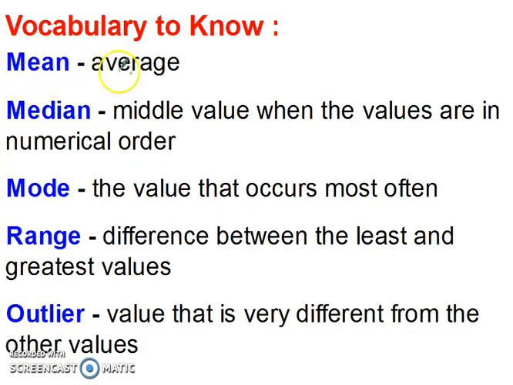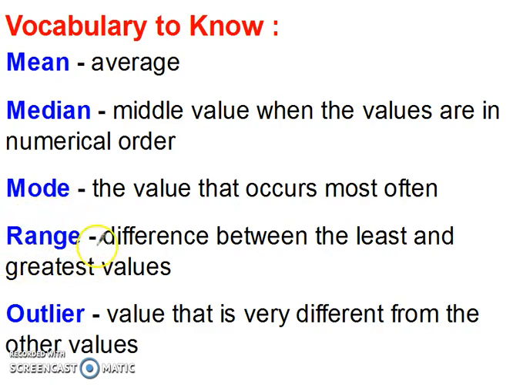The mean is the average. The median is the middle value when the values are in numerical order. So we're going to put all your numbers in numerical order from smallest to largest, and then the middle value is the median. The mode is the value that occurs most often. You can have more than one mode, and you can have no mode.